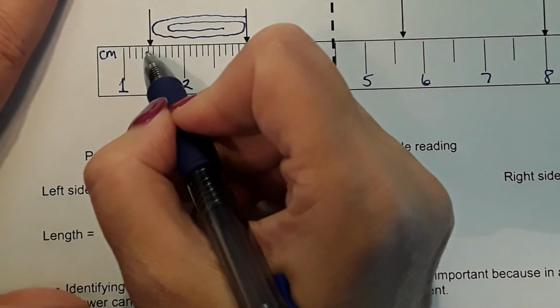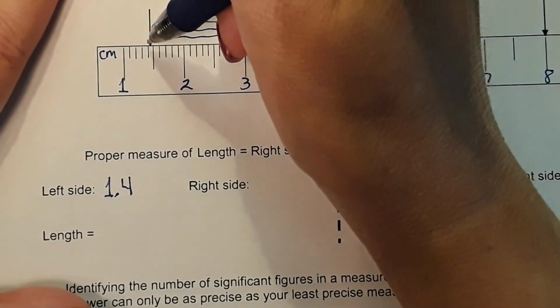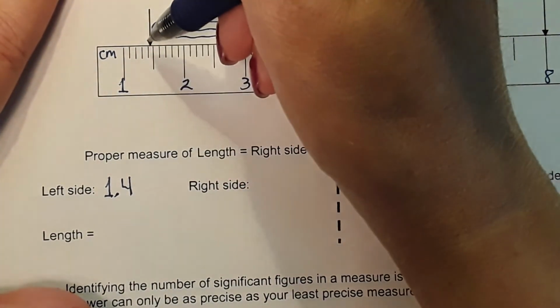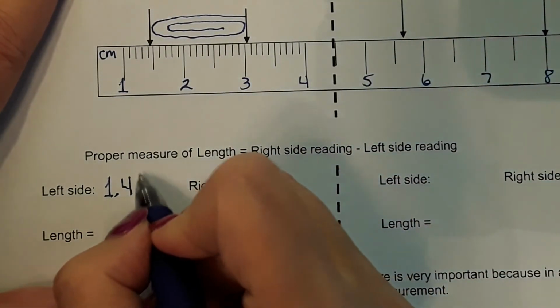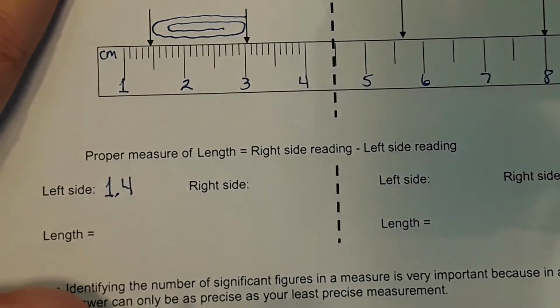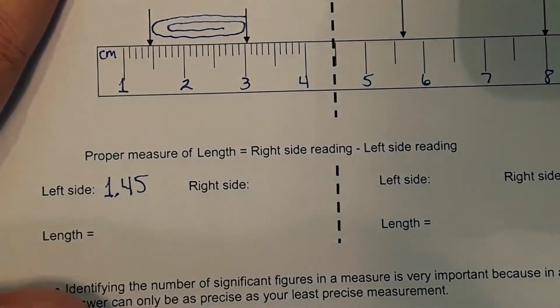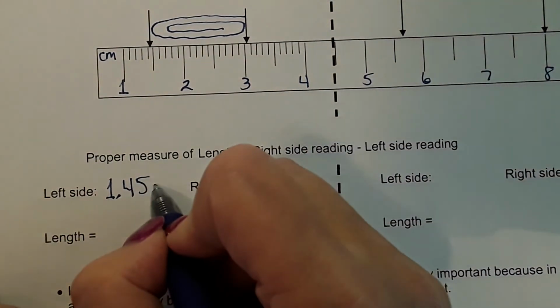Now, between the 4th and the 5th, here's what we can do. We can say it's either right on the 4 and put a 0, or we can say it's closer to halfway between and put a 5. As you can see, that looks like it's right halfway between. So I'm going to put a 5 there, and now it's 1.45, okay? And that would be centimeters.